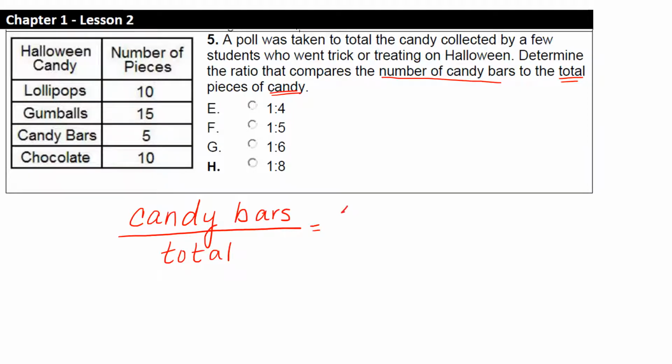All right, we have 5 candy bars in our chart. And if we count up all of the pieces of candy, all that includes the candy bars, we're going to get the number 40. So there's 40 pieces of candy in all. Now, we again need to reduce by dividing by 5 on the top and 5 on the bottom, and that gives us 1/8, which is answer choice H.